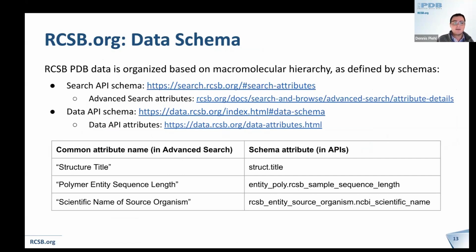So to provide a quick set of examples, this table shows the translation of how an attribute or data item would appear in our advanced search menu, and then how the API in the backend is actually interpreting that. So if you were to go to our advanced search page and try to search for a structure based off a structure title, it would display as this on the advanced search page, but really what's happening in the backend is it's interpreting it as the struct.title. And so these schemas will allow you to explore that translation from the advanced search to the API end.